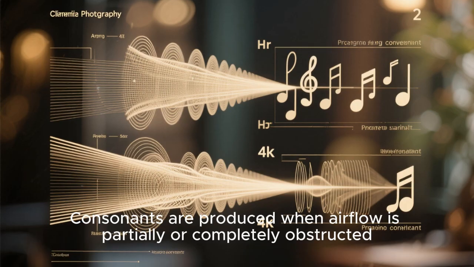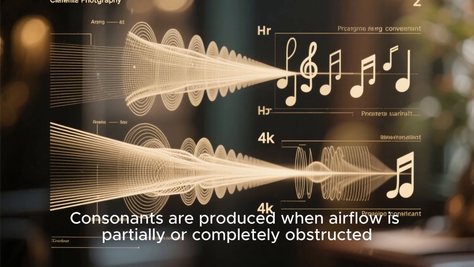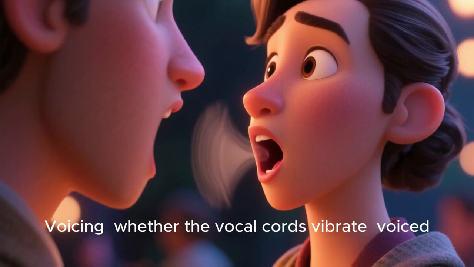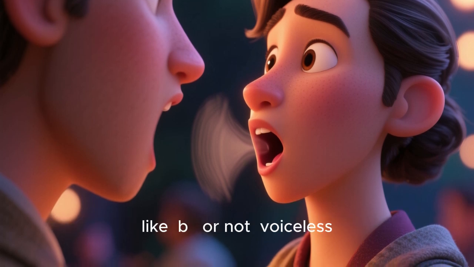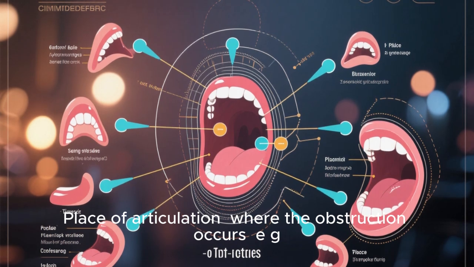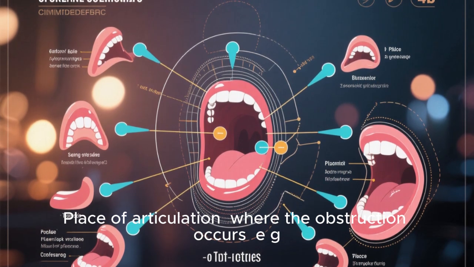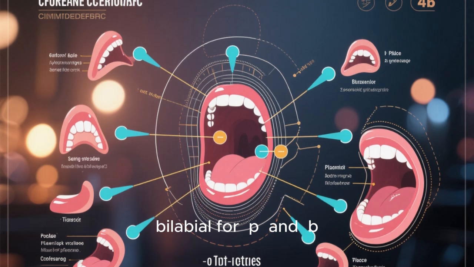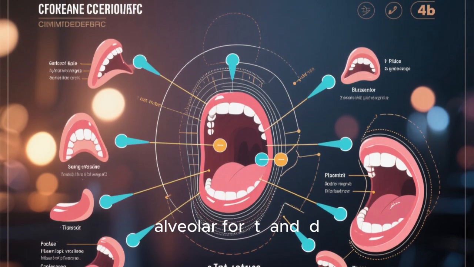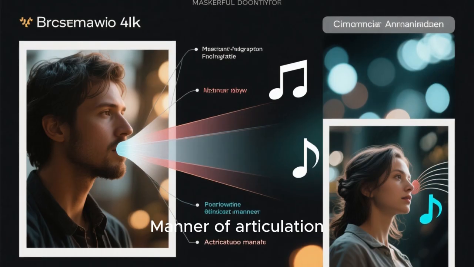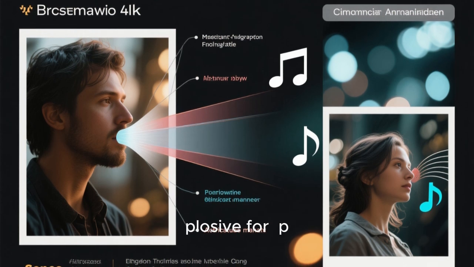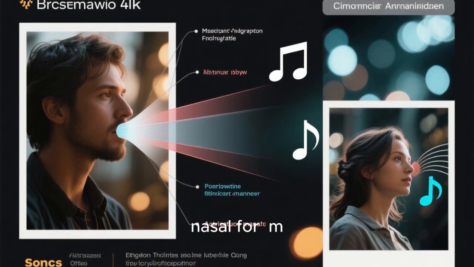Consonants are produced when airflow is partially or completely obstructed. They are classified by voicing, whether the vocal cords vibrate, voiced, like B, or not, voiceless, like P; place of articulation, where the obstruction occurs, for example, bilabial for P and B, dental for TH, alveolar for T and D; and manner of articulation, how the airflow is obstructed, for example, plosive for P, fricative for F, nasal for M.